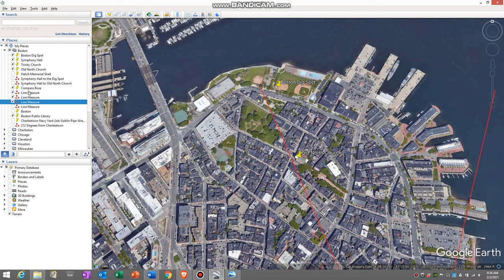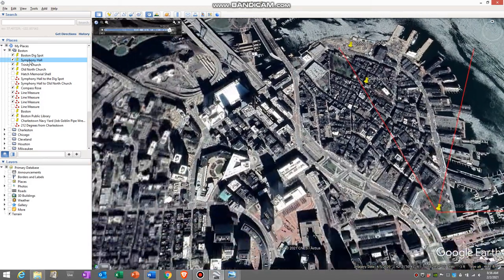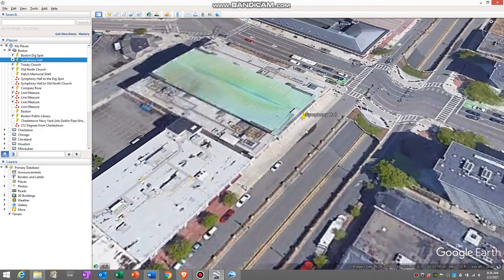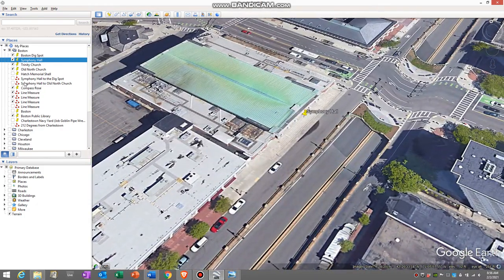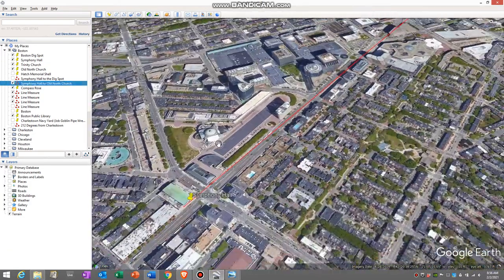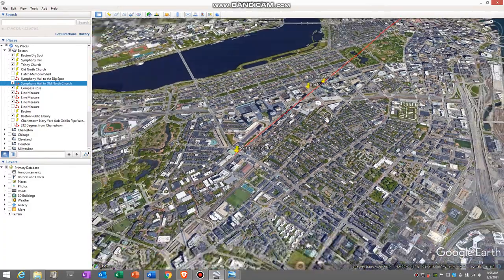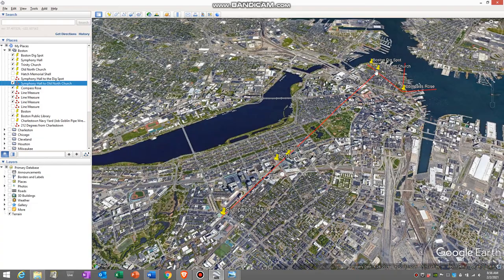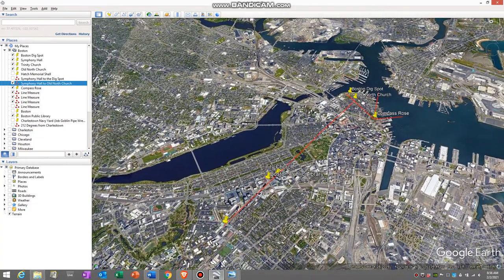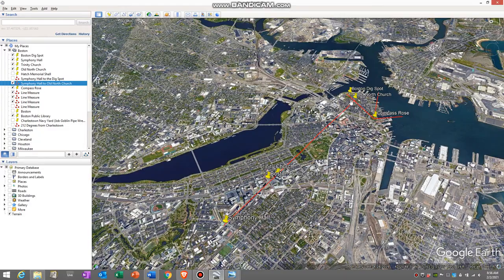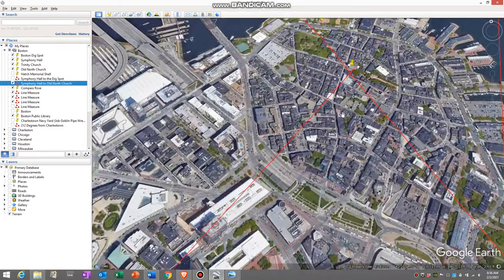If we go to Symphony Hall, nope, going back in time, get rid of that. Okay, there's the front of Symphony Hall. And so if you go through Trinity, which is right there, it goes right to the Old North Church. You can see that line goes right through Trinity, and it ends up right at the same spot that this other line came from the compass rose. And so it's literally marking the starting point for us.